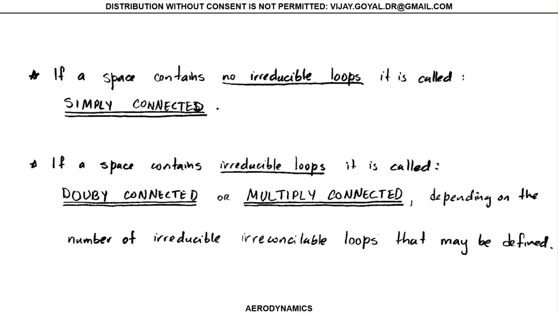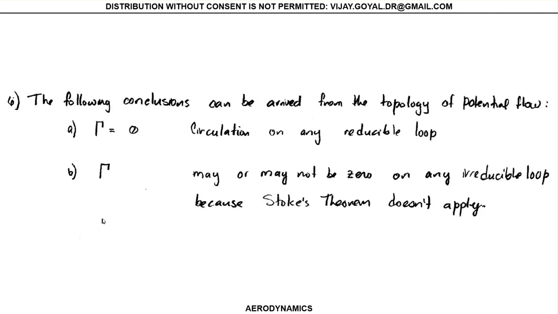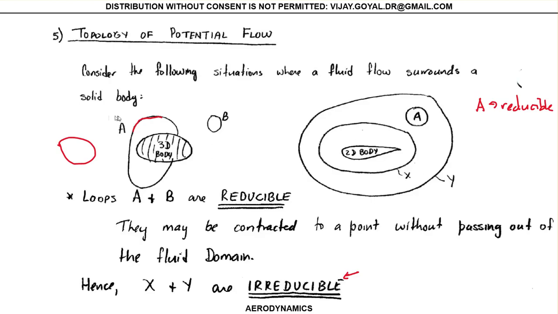Okay, so we can draw the following conclusions. I can say if my loop is reducible, okay, the circulation will be 0. So if I ask you, what is the value of the circulation around this loop? It will be 0. It can become a point. This one is 0 because it can become a point. This one is 0. But how about this one and this one? No, it's not 0. I cannot make it 0.